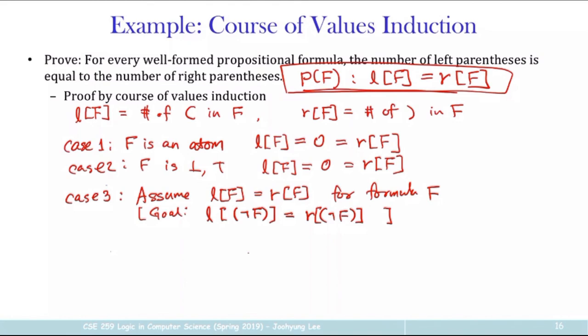Note here that this is P of f, and this is P of not f. We assume that the property holds for f, and then use that to prove that not f also has the same property. This goal is not yet proven. So how do we prove it? Here is where we can use the induction hypothesis.